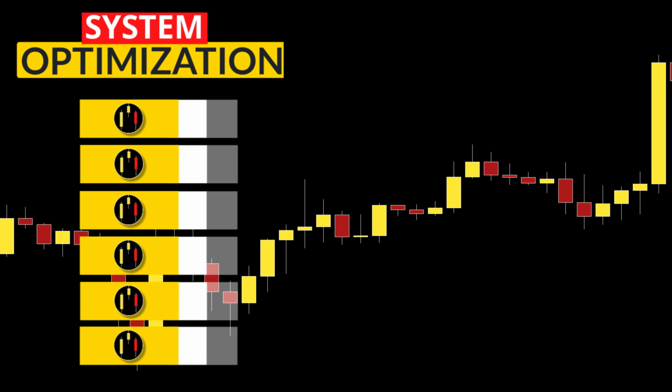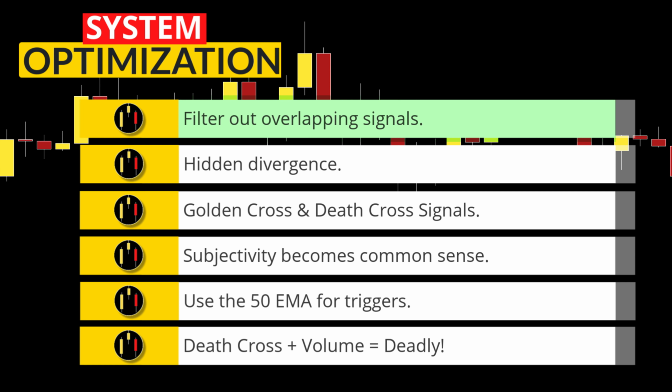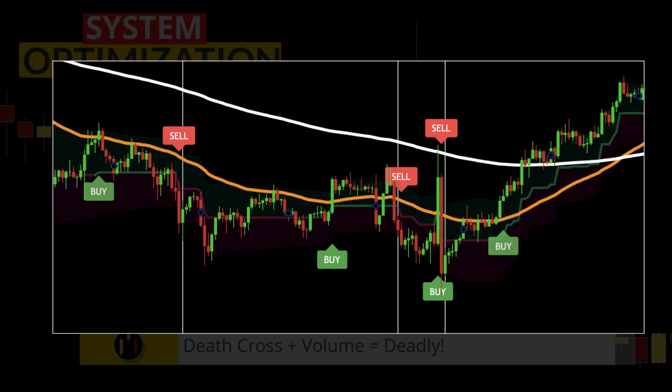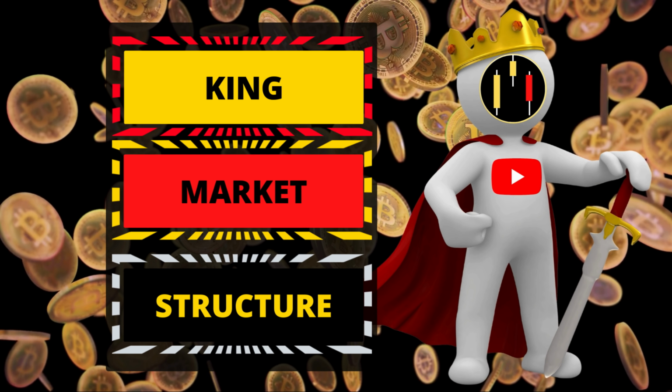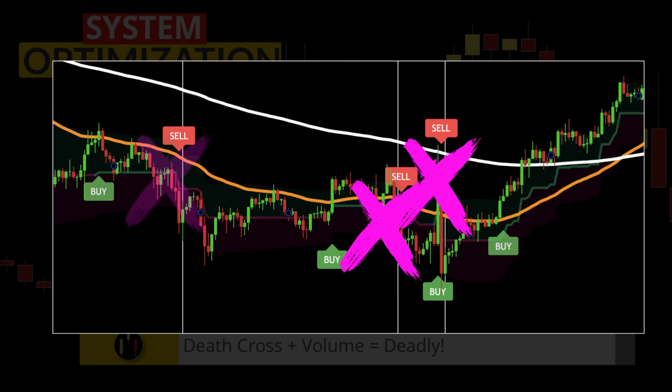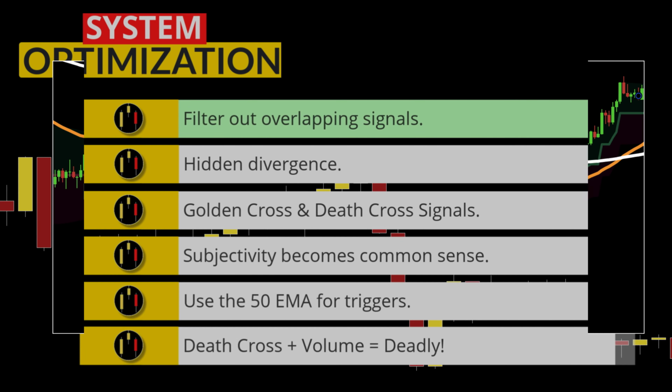Remember, the enemy of great is good. I have 6 ideas on how we can improve this system. One way to filter out bad trades in a trend following system is to use king market structure. On this chart, we can see 3 losing trades, 2 of which could have been avoided if you do not take bearish signals that are not in sequence below each other.